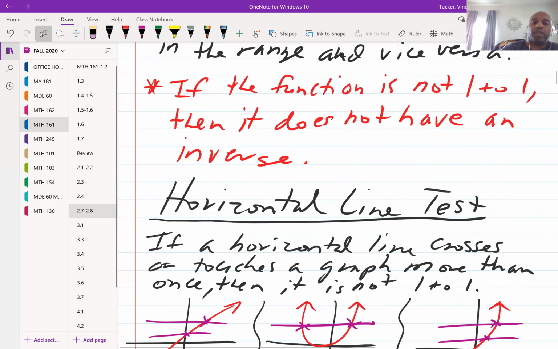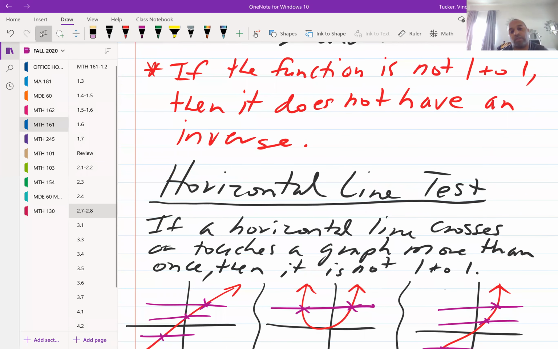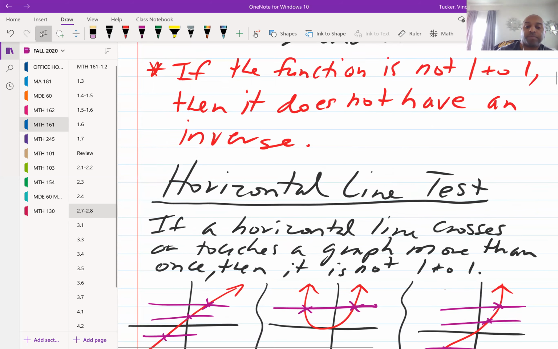So one of the ways we'll be able to test the one-to-one function is the horizontal line test. Same thing as a vertical line test. Using the horizontal line test, if you have a horizontal line and it crosses or touches a graph more than once, then it is not one-to-one.